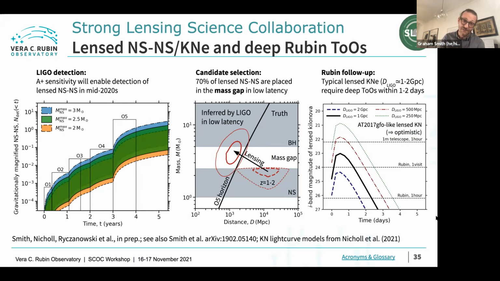We've done that already in O3. We're going to do it in O4. We now have a much better idea since Matt Nicholl, who some of you know, has moved to Birmingham. We now have a much better idea of what we're looking for. So he combined his recently published kilonova light curve models with my lensing calculations to make plots like these, which show you the predicted light curve for a 2017-like lensed kilonova.